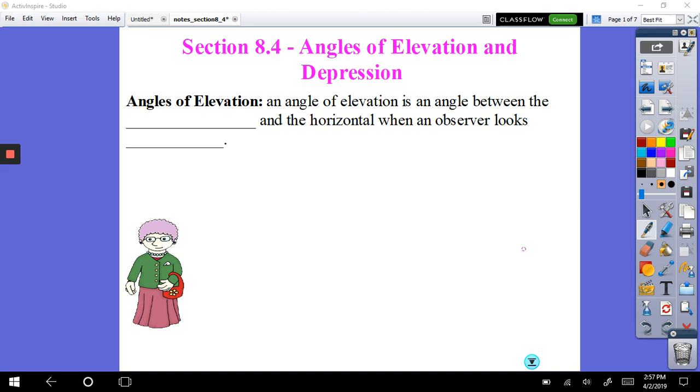So first, just a little bit of definition of what an angle of elevation is. It is an angle between the line of sight and the horizontal when an observer looks upward.